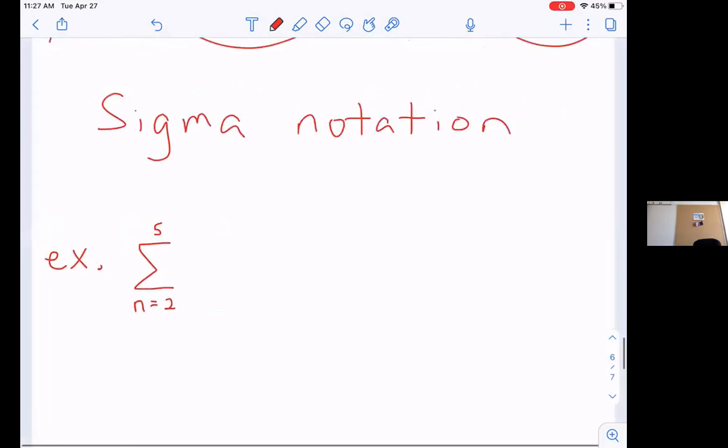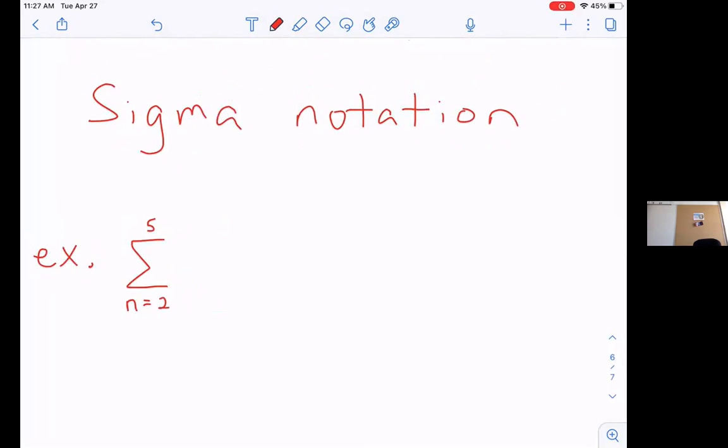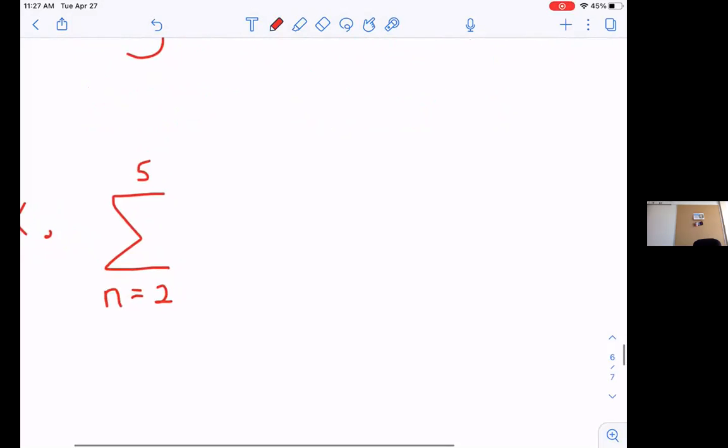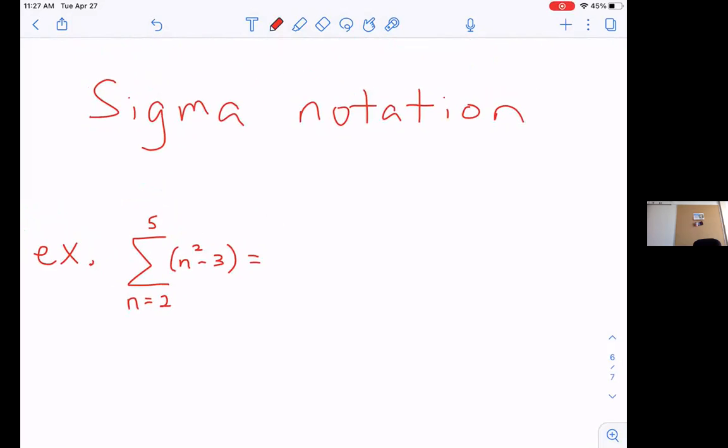I will, of course, explain what those things mean in just a minute. And then next to it is a formula. So I'm going to write the formula n squared minus 3. All right, so this is what the problem looks like.